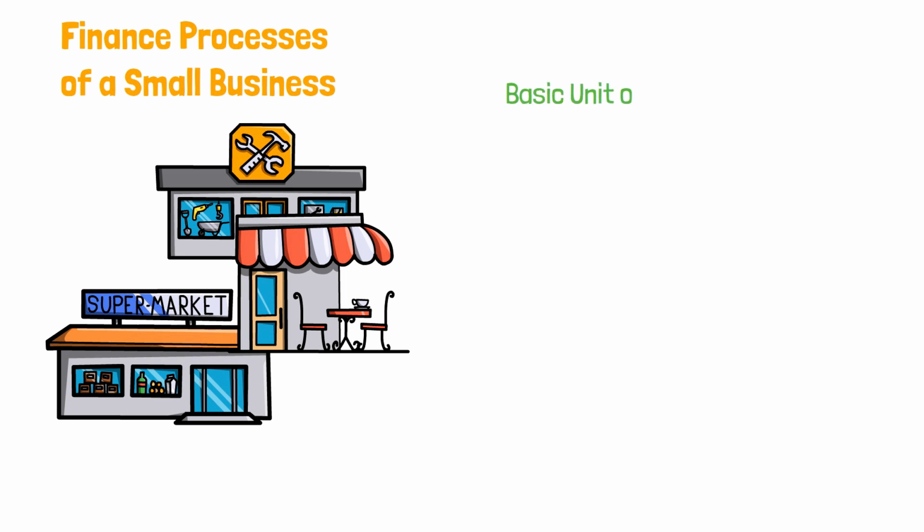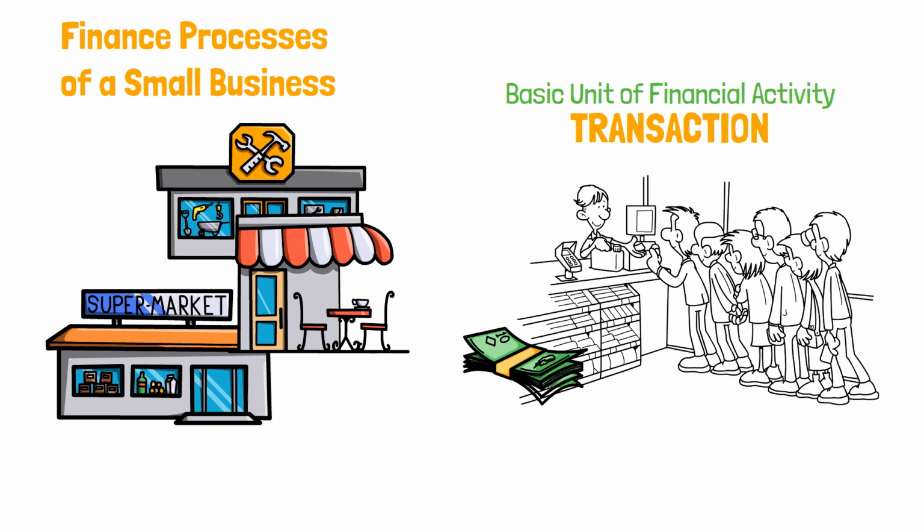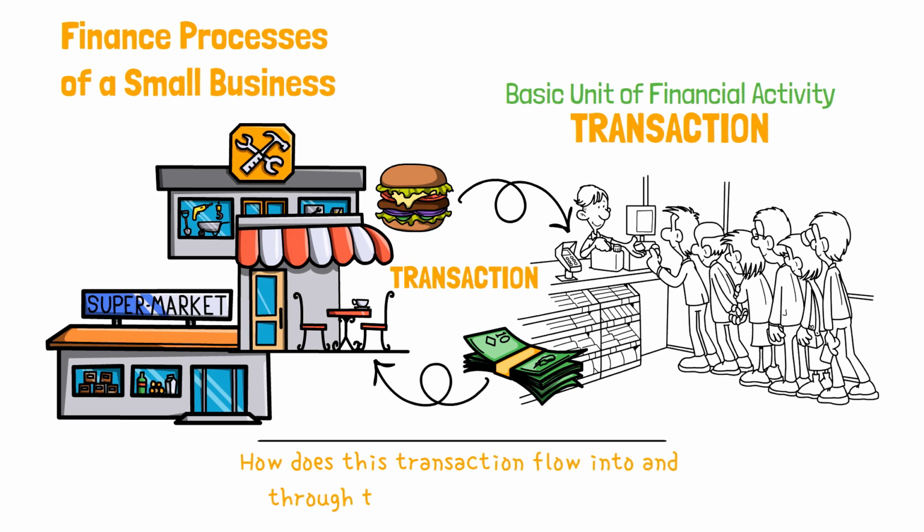As we have covered in a previous video, the basic unit of financial activity in a business is called a transaction. For example, when someone walks into a restaurant, orders a meal, and proceeds to pay for it, that is a financial transaction. And that transaction must be appropriately recorded into the books of the restaurant business. The question is, how does this transaction flow into and through the books of the restaurant business?